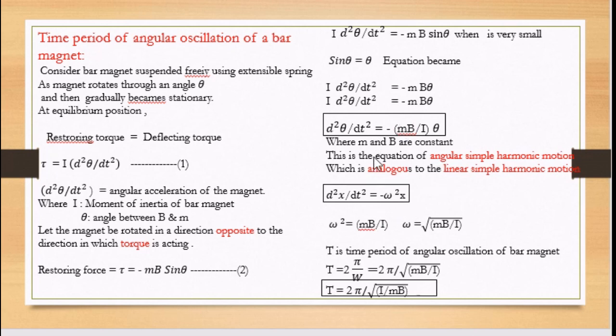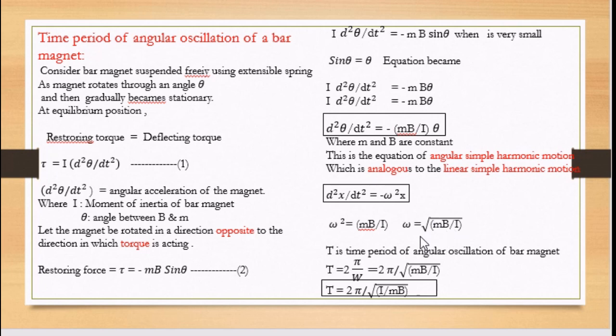Now observe these two equations. This is the angular acceleration, this is the linear acceleration, this is the angular displacement, this is the linear displacement. So we can equate these two equations. Then mB upon I is equal to omega square, so omega square is equal to mB upon I. Taking the square root on both sides, omega is equal to under root of mB upon I.